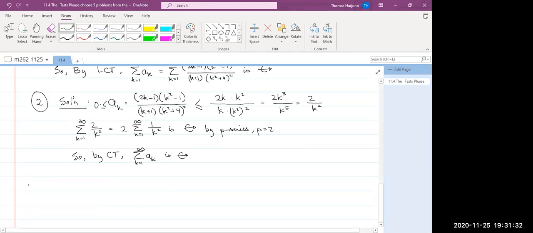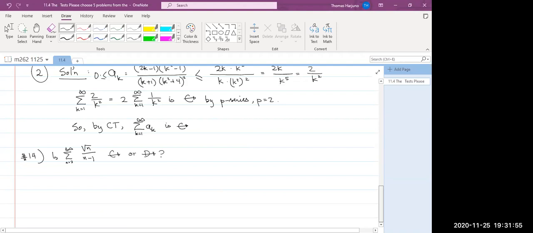Number 14. The series from n equals 2 to infinity of square root of n over n minus 1, convergent or divergent? Solution.